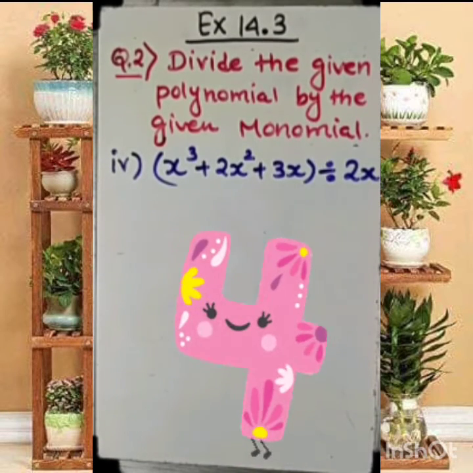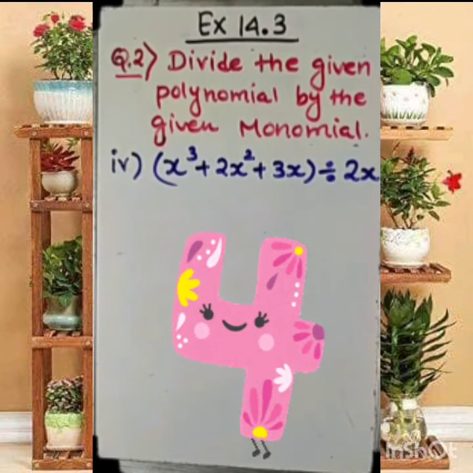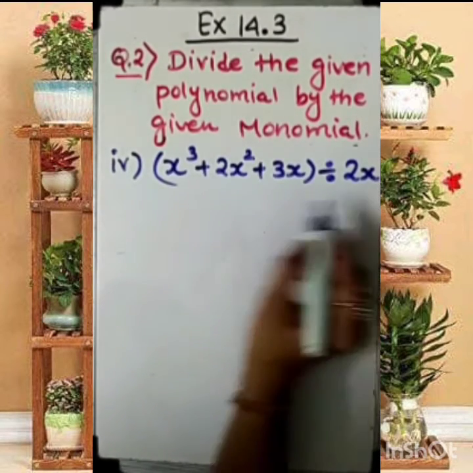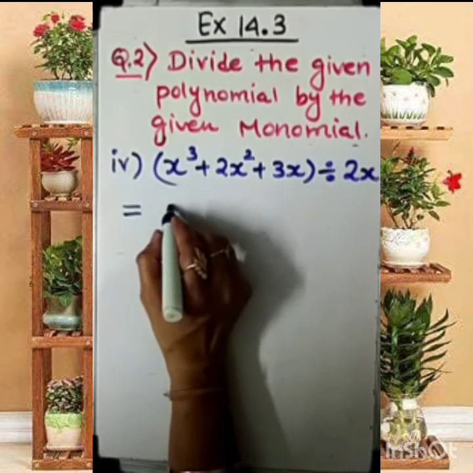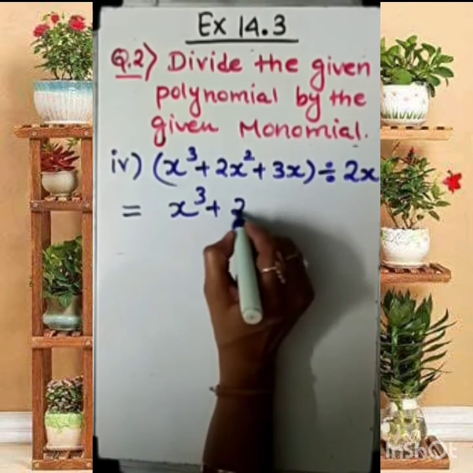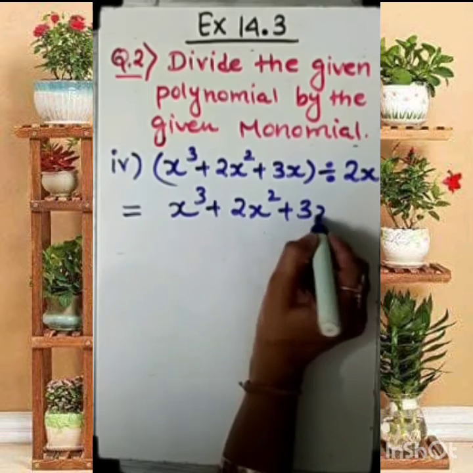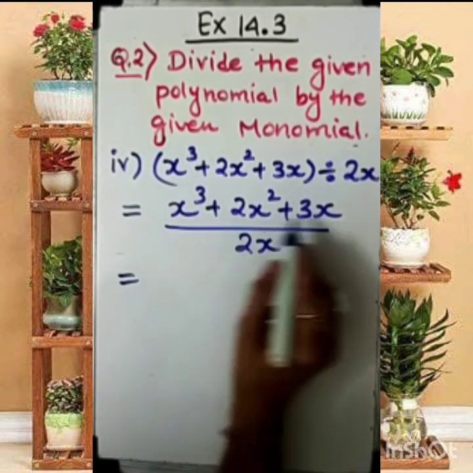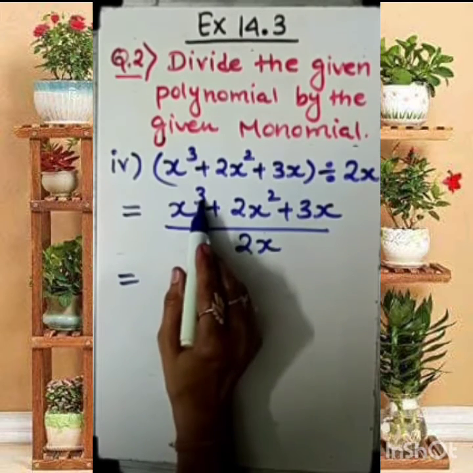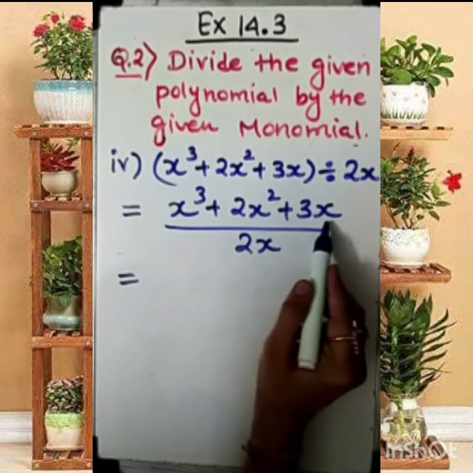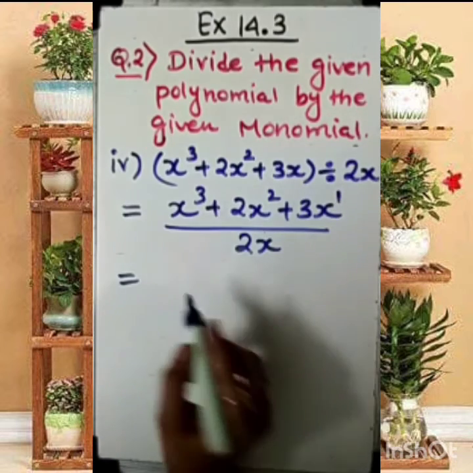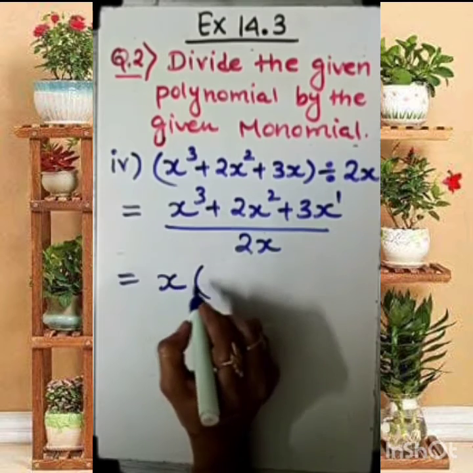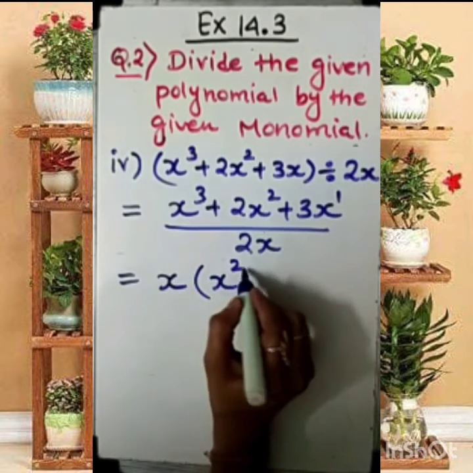Now fourth is x cube plus 2x square plus 3x in the numerator, which is divided by 2x. So my dear student, I am mentioning this as a numerator, and what is the denominator? That is 2x only. Now you can see from the numerator the power of x is 3 here, here the power of x is 2, here the power of x is nothing, which means 1. So what is minimum? Minimum x is common.